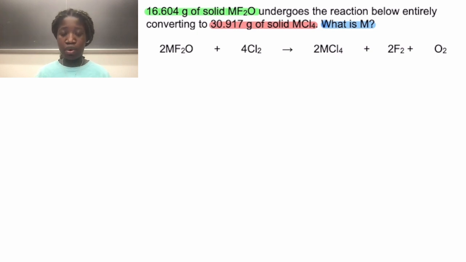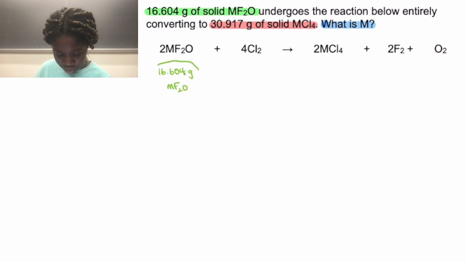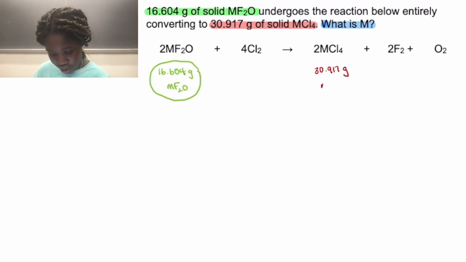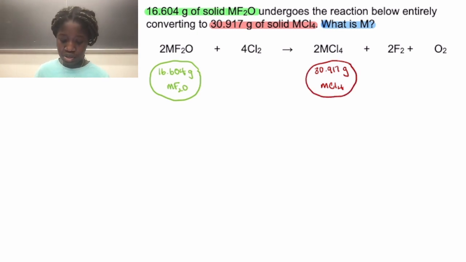So with what we have, let's input the data that we have. So we know that we start with 16.604 grams of MF2O. I'm going to put this in the bubble as it is our quantity, our first one. We know that we have 30.917 grams of MCl4. I'm going to use these to figure out what M is.